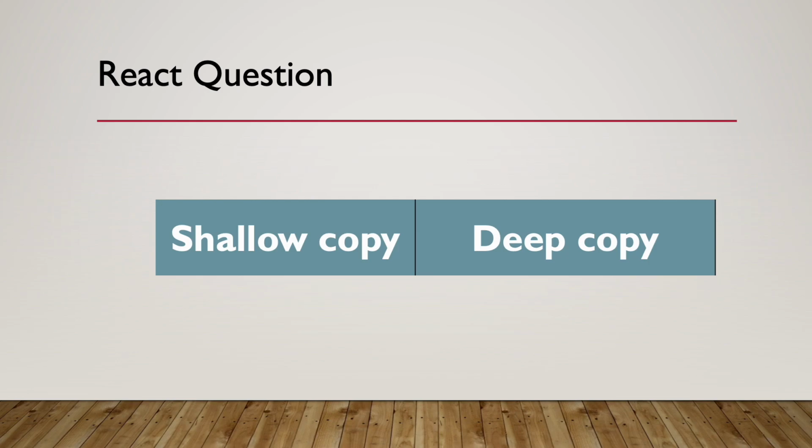Shallow copy vs deep copy. A shallow copy creates a new object or array, but it does not create copies of the nested objects or arrays. Instead, it copies references to the original nested objects or arrays. Deep copy. A deep copy creates a new object or array and recursively copies all nested objects and arrays within it. The result is a completely independent copy with no shared references.